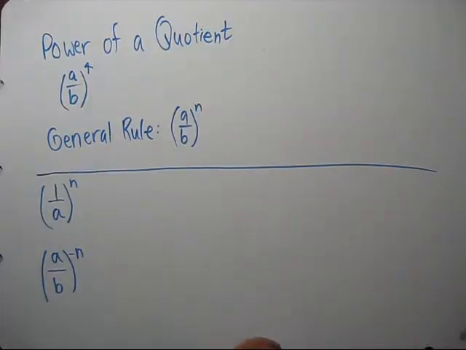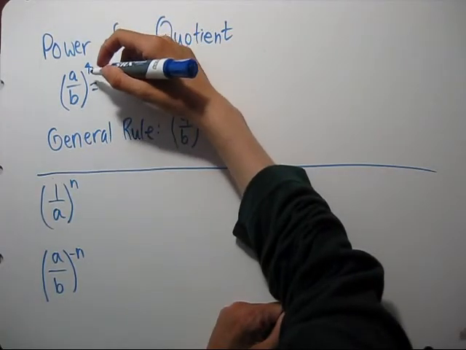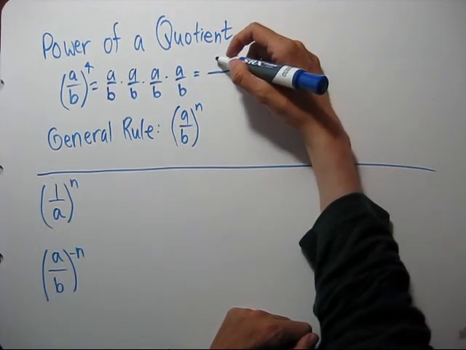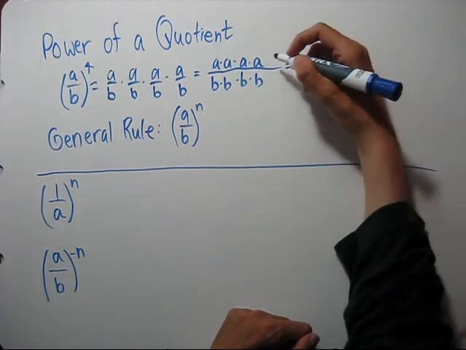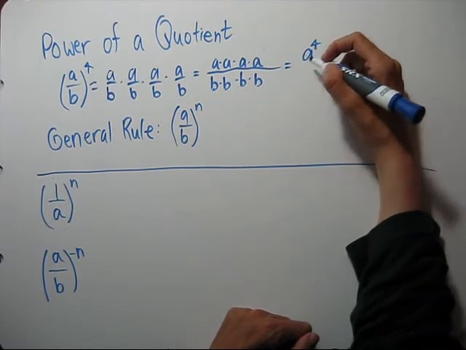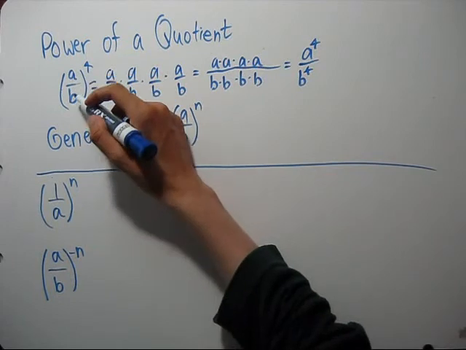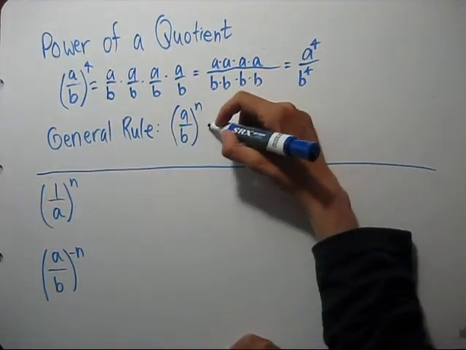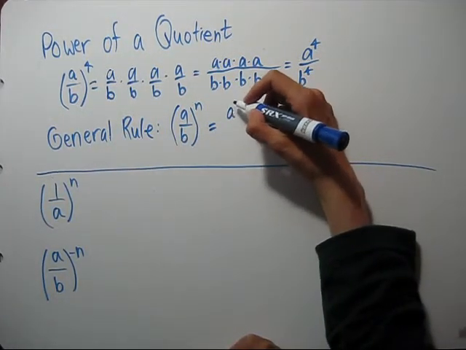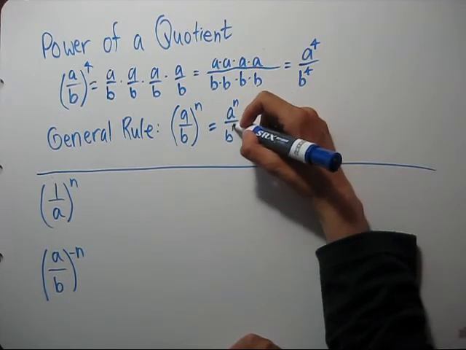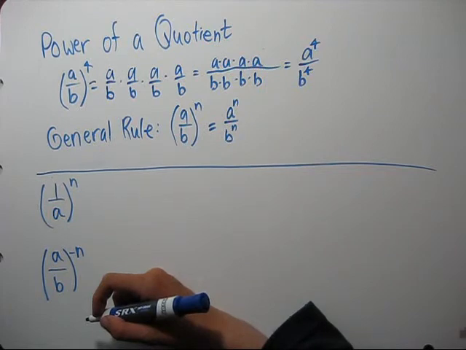Let's take a quotient to a power. So a over b to the 4th, put our numerators and denominators together. Well, our numerator then is just a to the 4th, our denominator is b to the 4th. We distributed that 4. So we can make an educated guess that the general rule of a over b to the n is a to the n over b to the n.